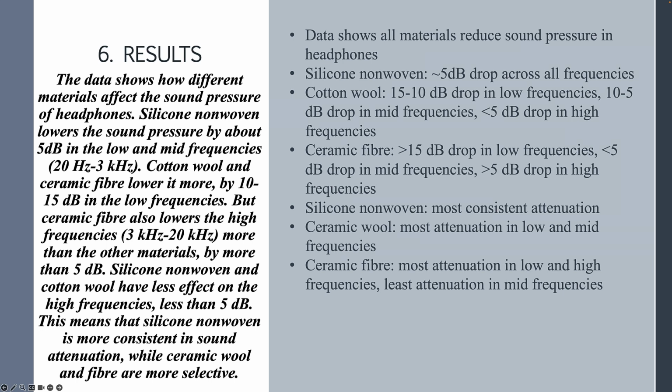It means that the use of silicone non-woven leads to a similar degree of sound attenuation across the entire frequency range audible to humans. In the case of cotton wool, the attenuation is significantly higher in the low and mid-frequency range. Ceramic fiber, on the other hand, has the strongest low and high frequency attenuation properties, but at the same time has the weakest mid-frequency attenuation in the 400 Hz to 2 kHz range.